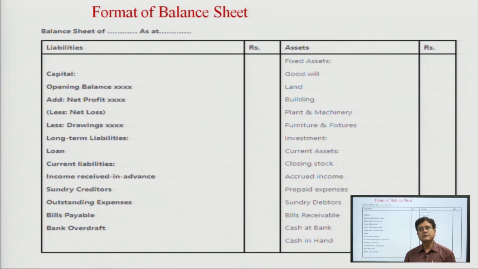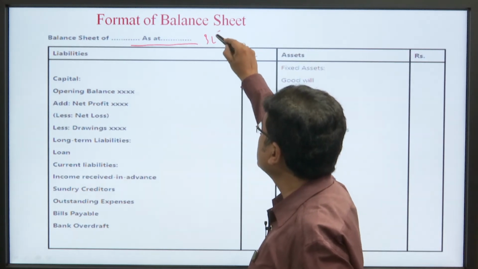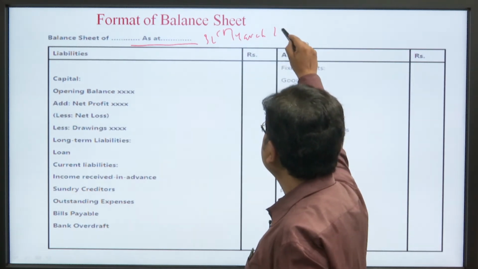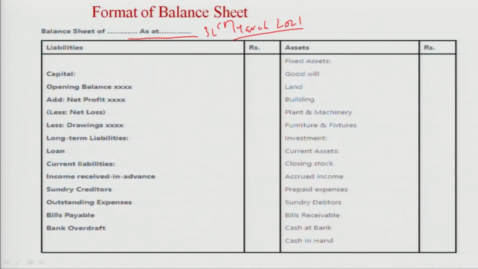So, this is the small format of a balance sheet. See, balance sheet as on, this is specifically given as on, it must be 31st March 2021, like this. So, here the liability side starts with capital. The general word is capital, either it is sole proprietorship or share capital. It depends upon the nature of the company, the nature of the organization.